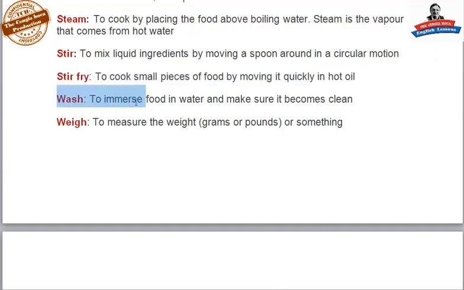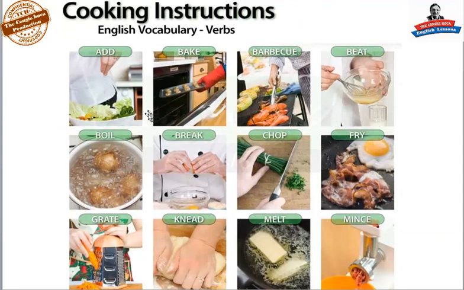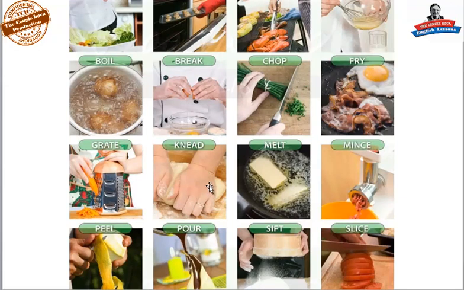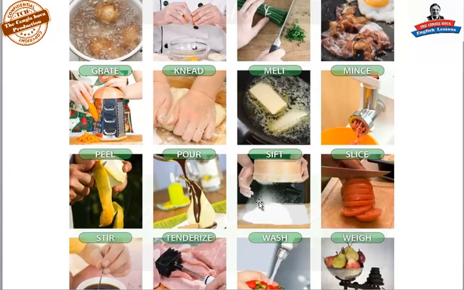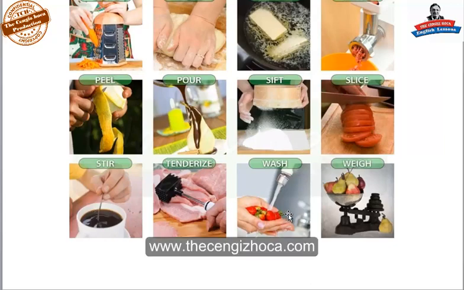Wash is to immerse food in water and make sure it becomes clean. Weigh is to measure the weight, grams or pounds, of something. Here we have some pictures. Add, bake, barbecue, beat, boil, break, chop, fry, grate, knead, melt, mince, slice, sift, pour, peel, stir, tenderize, wash, or weigh.